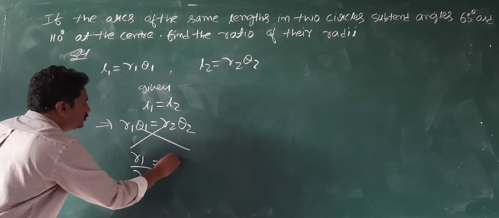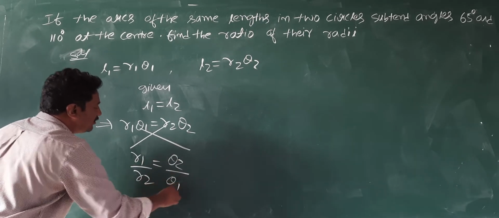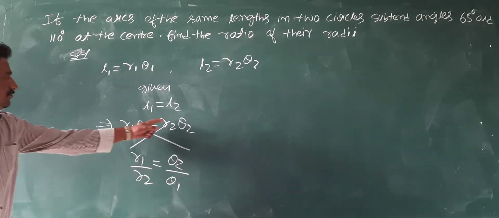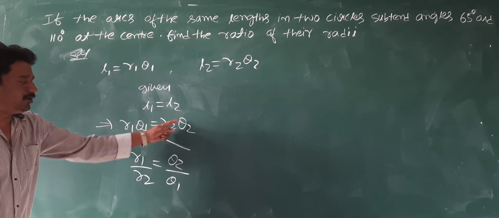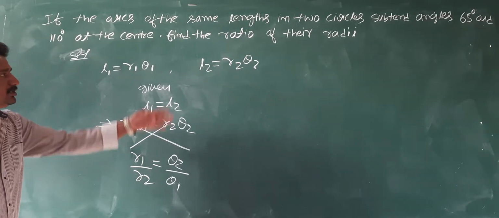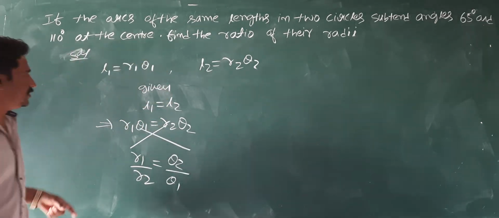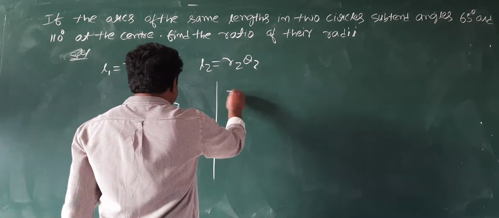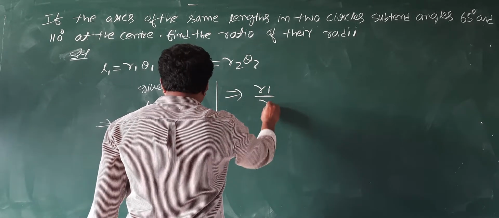So R1 by R2 is equal to theta 2 by theta 1. So how much is R1 by R2? It is theta 2 by theta 1. Substitute theta 1, theta 2 as given. So this implies R1 by R2.